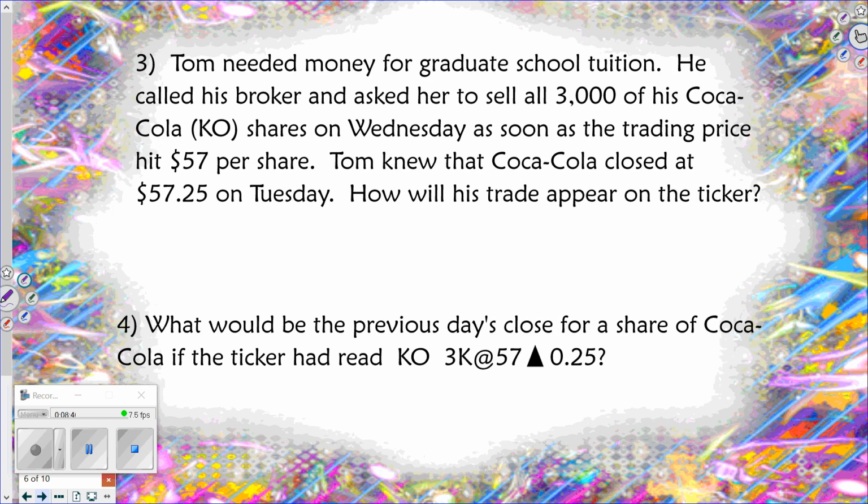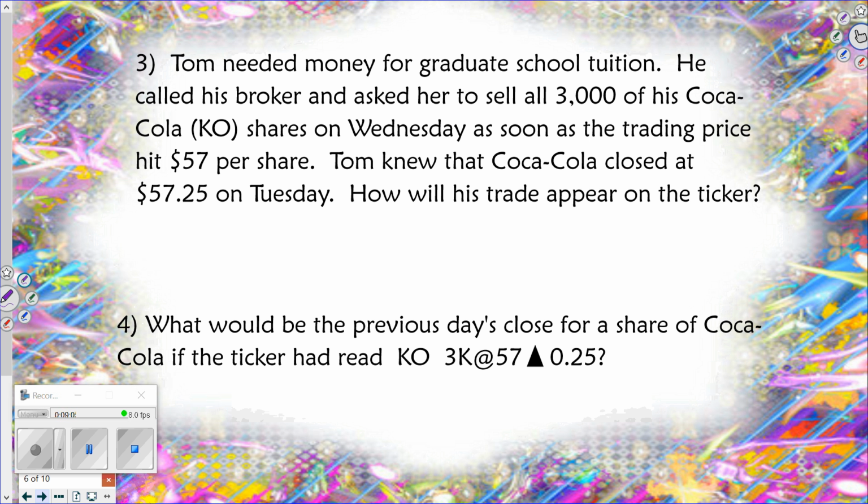Number 3, Tom needed money for graduate school tuition. He called his broker and asked her to sell all 3,000 shares of his Coca-Cola on Wednesday as soon as the trading price hit $57 per share. So there we go, just like I had mentioned to Nathan, you can set it so that when it hits a certain price, I want you to sell. Or if it hits a certain price, I'm going to buy. That way you don't have to necessarily watch it constantly.